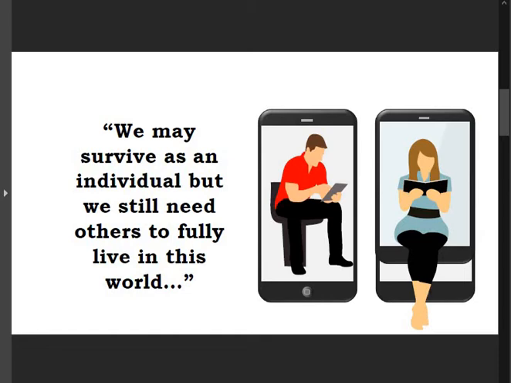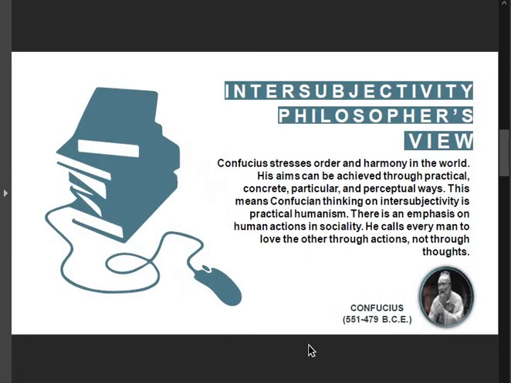So let's see how some philosophers define intersubjectivity. Okay, so you may read the definition silently. The first definition comes from Confucius. I hope you are familiar with Confucianism. Okay, China, definitely. So you've studied Confucius in your Afro-Asian literature, in your Asian history, and of course in philosophy as well.